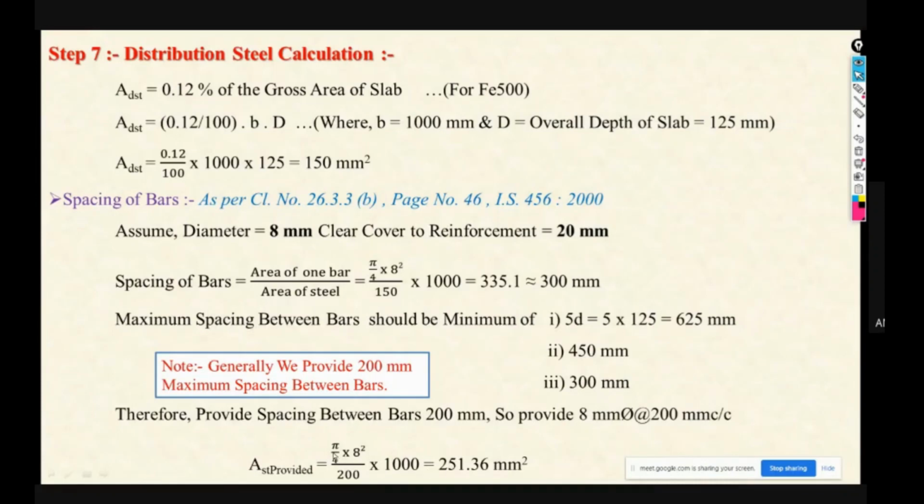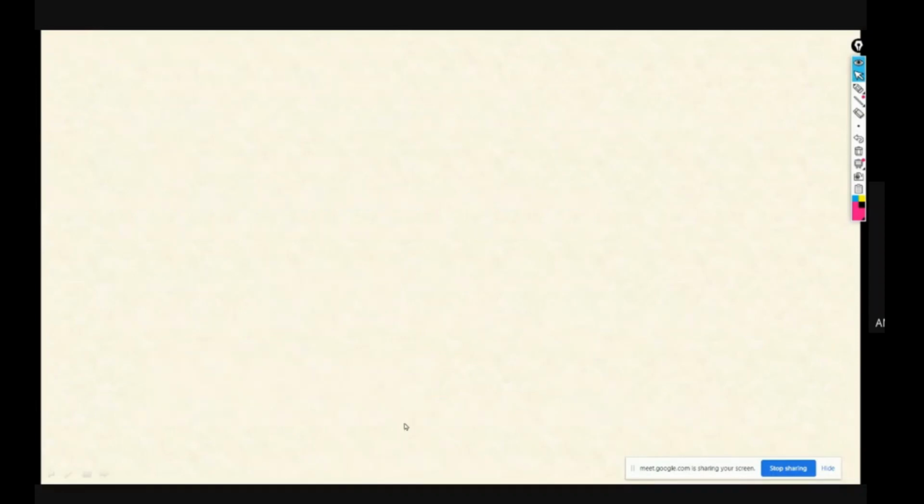Then I can calculate the provided area of steel. Now here we have calculated the area of steel in the shorter span and in the longer span. In the shorter span we are providing main steel, and in the longer span we are providing distribution steel, and both steel we have calculated. And then we have checked our depth for the maximum bending moment also. Now we have to check our slab for the deflection.